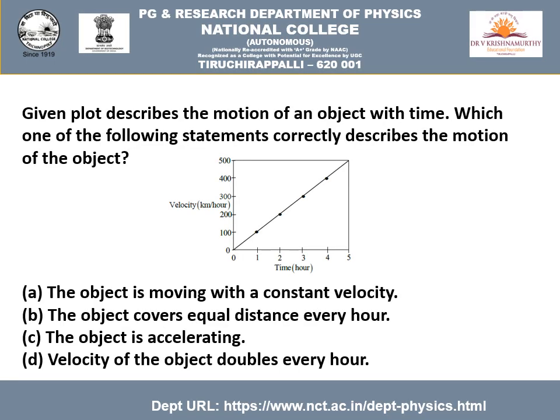The final one is a graphical question. The given plot describes the motion of an object with time. Which one of the following statements correctly describes the motion of the object? Actually, the graph is not a distance versus time graph. Please note it is a velocity versus time graph. So we need to verify the correctness of the statements and pick out which correctly describes the motion.